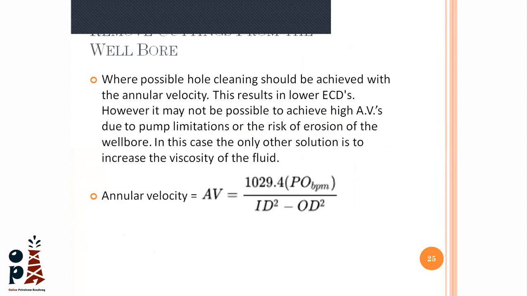Okay, guys, this is the equation of the annular velocity. It is the output divided by the annular volume, and this number is just a conversion number, as I told you in the equation of the pressure.